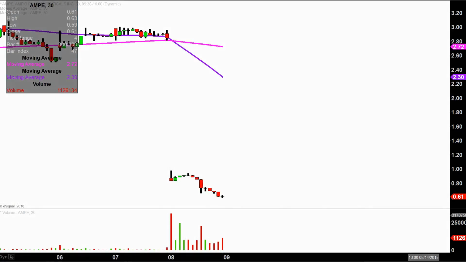Real quick, what do I mean by 30-minute in case maybe you're new to charts? Instead of each one of these candlesticks here representing 1 day's worth of price action, which is what you would normally see, each one represents 30 minutes. So while this may look like several days worth of time, it's actually just today's time frame broken down into 30-minute time slices.